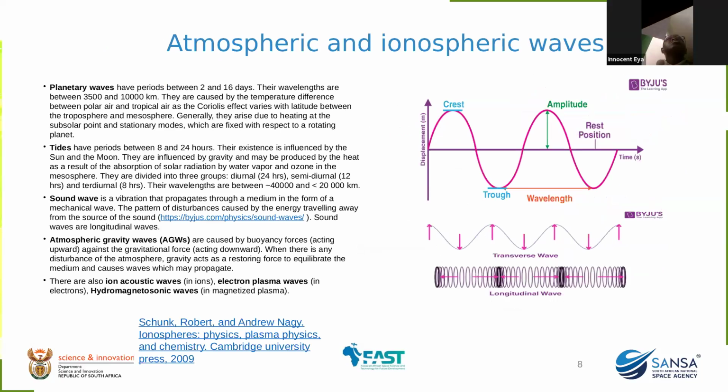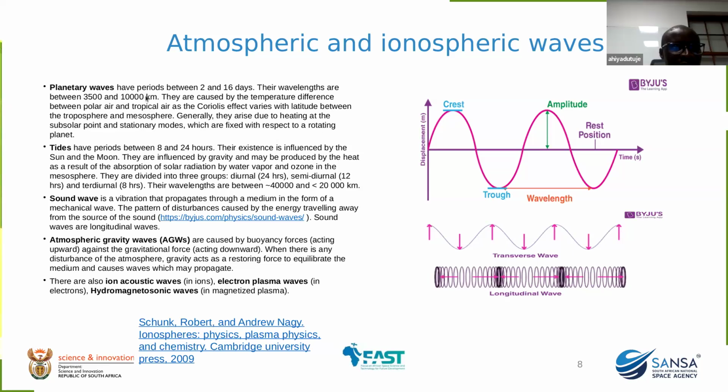Now we are going to see what the atmospheric and ionospheric waves are. We have different types of waves in the atmosphere as well as in the ionosphere. The first one is called the planetary waves. Planetary waves have a period between 2 to 16 days, which means you have a crest today and you wait 16 days to have the second crest.